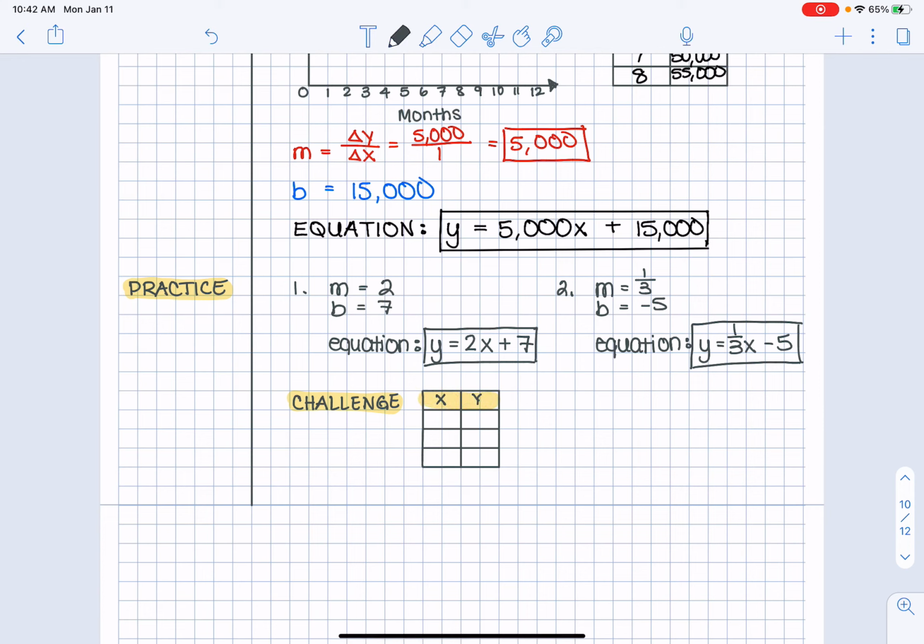Okay, and let's say I have the point 0, 3, 1, 5, and 2, 7. I need you guys to find the slope, find the y-intercept, and then tell me what the equation would be. So pause this video, try that by yourself, and then we will go over the answer.